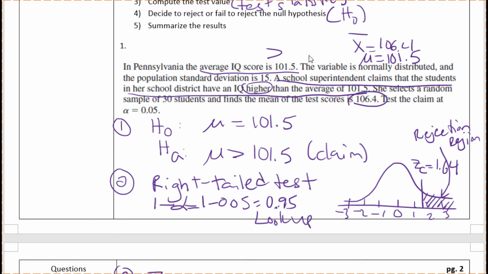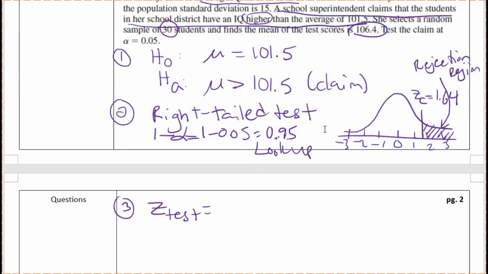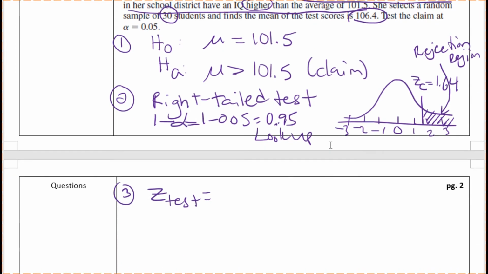The sample size is 30 students, which is greater than or equal to 30, which is why we're using the z-test. And finally, the standard deviation, they said, is 15. So we're going to go ahead and plug in those values. We have 106.4 minus 101.5 divided by 15 over the square root of 30. We plug that into the calculator, we get a z-score of 1.79.